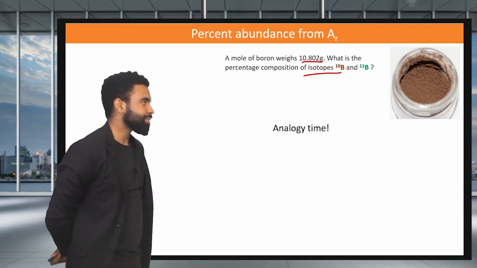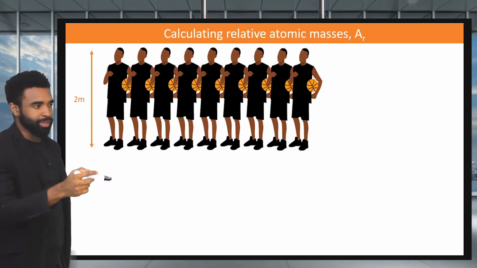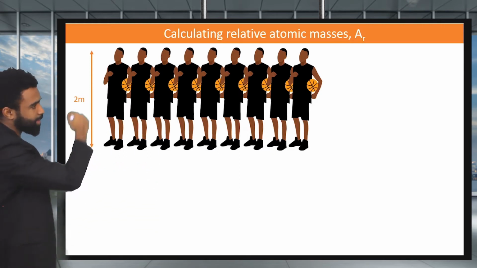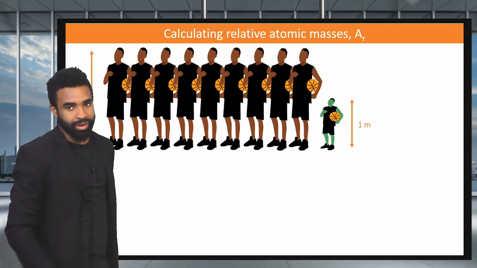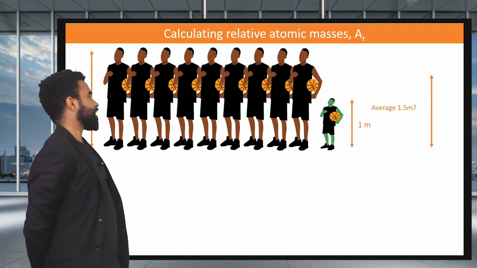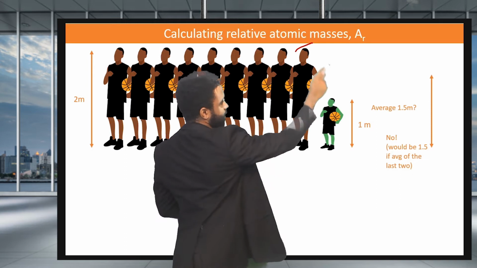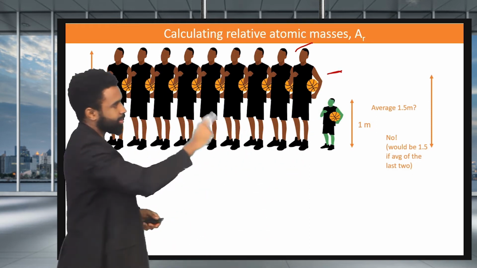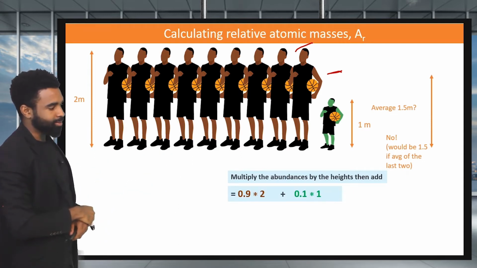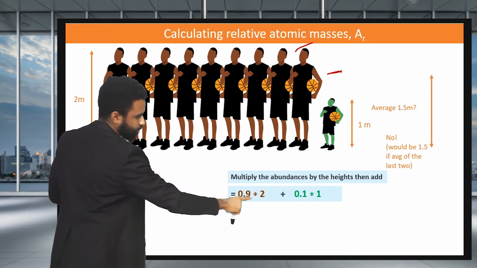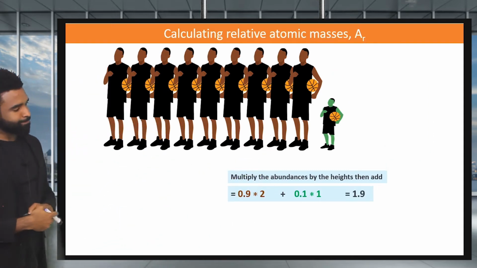To understand this, let's look at an analogy. So in the previous video, I had given you this analogy with the basketball players. Let's look at it again. So we have a team of basketball players, 10 of them. We have 9 of them are really tall at 2 meters, and 1 of them is quite short there at 1 meter. And we asked, what's the average height of this basketball team? It wouldn't be 1.5 meters, right? That would just be the average height of 2 of them. So we need to reflect the rest of them. And to do that, we multiply the abundance by the heights and then add. So we have 0.9 or 9 over 10 times 2 plus 0.1 or 1 over 10 times 1. And we get out a final answer of 1.9.